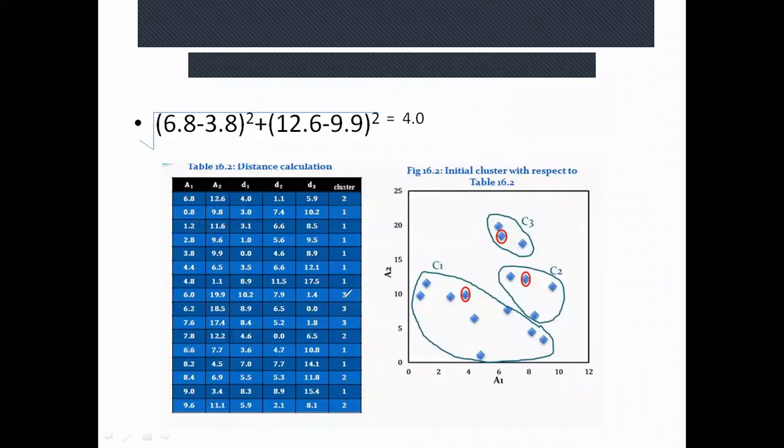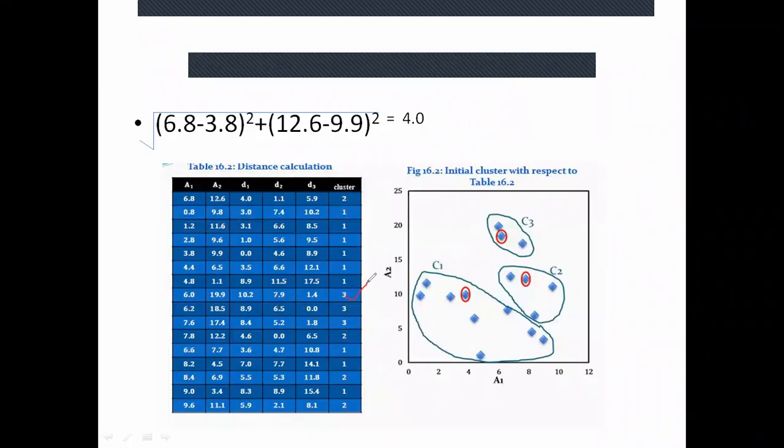You need to find out which data points belong to C3. These 3 belong to cluster C3. Now I just need to check what the new centroid is for this cluster. In order to find out the new centroid, as I already told you, the centroid is the mean value.